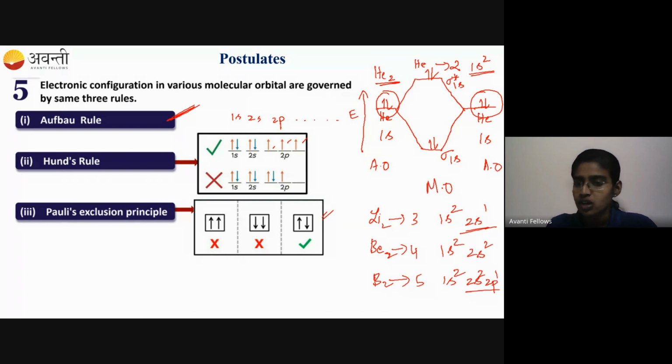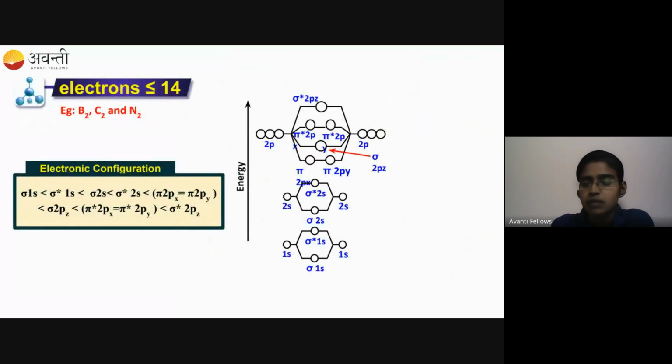So I will draw. Now from boron onwards, we have p orbitals, right? For p orbital, we have to follow something. That thing only we are going to see in the next slide. Okay. So the atomic number of 1 boron is 5, and if I take 2 boron, it will be 10 electrons. For carbon, 6 plus 6, 12 electrons. For nitrogen, 7 plus 7, 14 electrons. So for the molecules whose electrons are less than or equal to 14, you have to follow this energy level diagram.